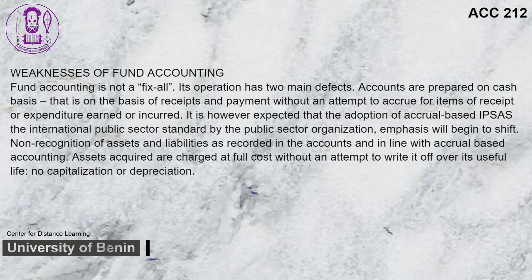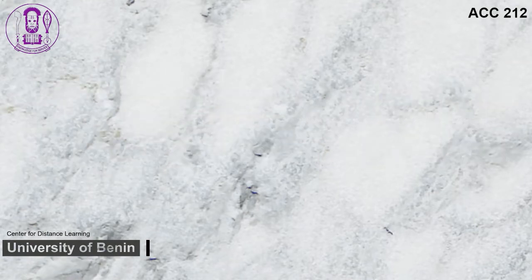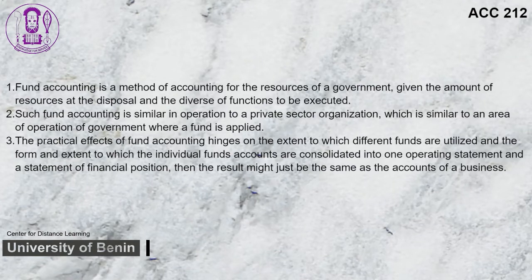Summary of Study Session 6. In Study Session 6, please note the following. 1. Fund accounting is a method of accounting for the resources of a government, given the number of resources at its disposal and the diversity of functions to be executed. 2. Such fund accounting is similar in operation to a private sector organization, which is similar to an area of operation of government where a fund is applied.